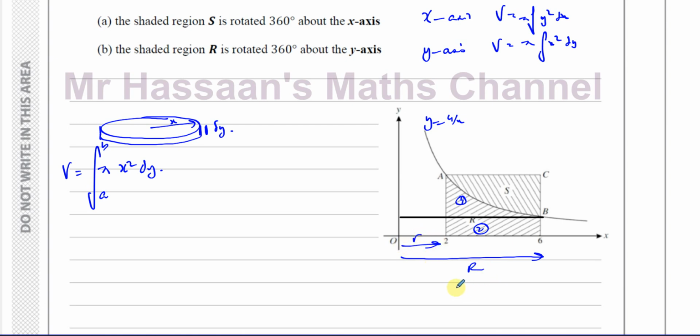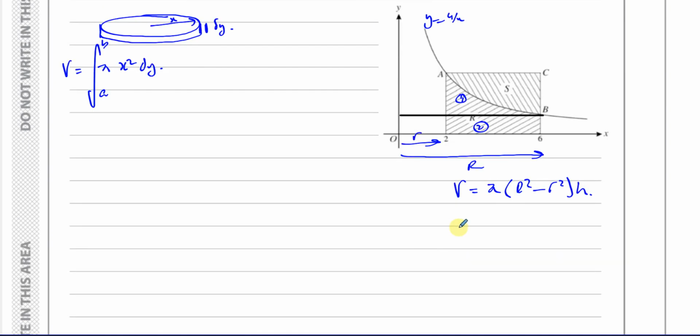As we said, the volume of a cylinder like that would be pi times r squared minus small r squared times h. The big radius would be 6, so you have 6 squared minus 2 squared times h, and h would be how high the cylinder is. In this case, if you were to revolve it around this, this would be the height of the cylinder. So we've got to find that out here.